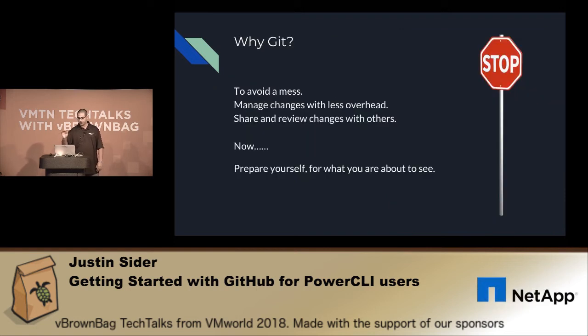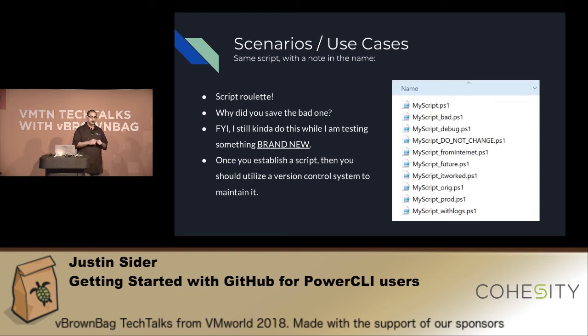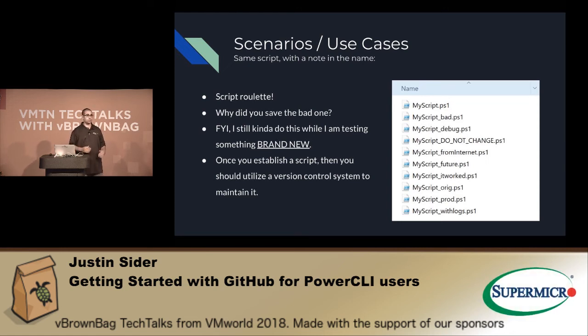Let's see. So now we're going to go into why. I'm telling you all about this, but why you should use Git or source control versus what you're about to see. Because I'm guilty of this, and I'm pretty sure everybody else probably is. So, one use case is you've written a script, and now you don't want to change that script because it works, or it worked for this one thing, but you know that the guts of it could work again, right? So now you save it as my script debug, or my script from the internet, or something else, right? And then you have a bad one in there. Well, why the heck are you keeping a bad one around? Delete the thing, right?